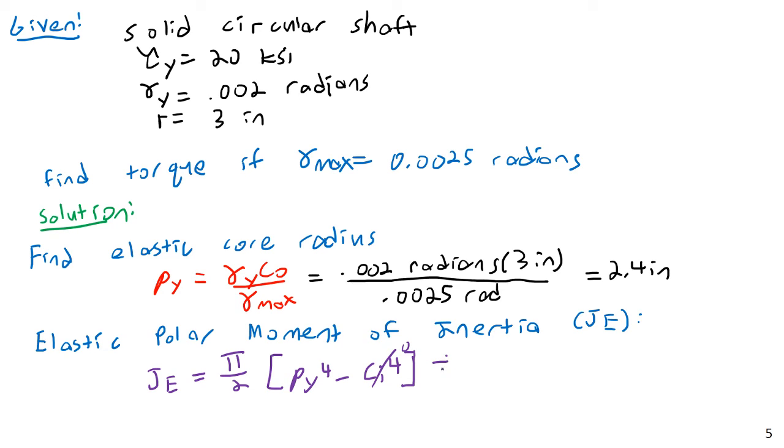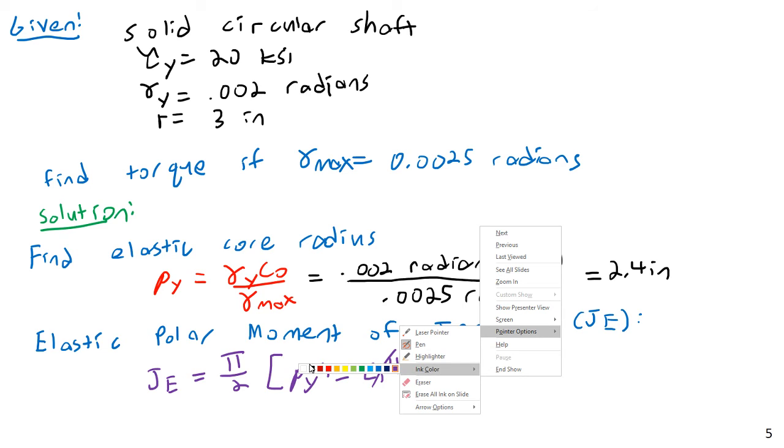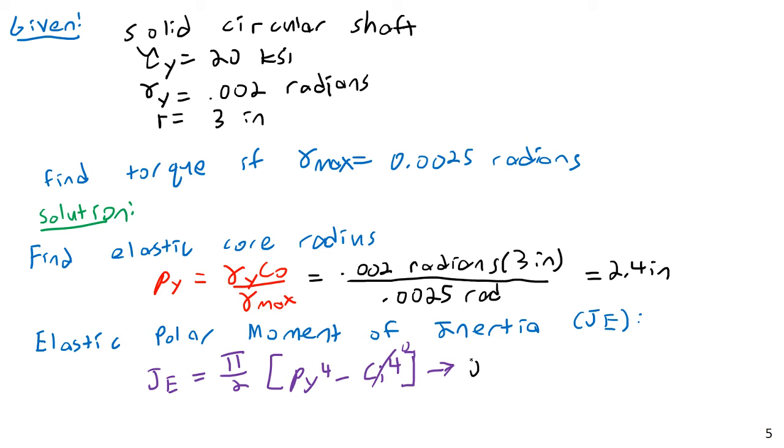In other words, we can say that this will produce, not yield stress, this will produce JE equals pi over 2 times 2.4 inches to the 4th power, which equals 52.11 inches to the 4th power.